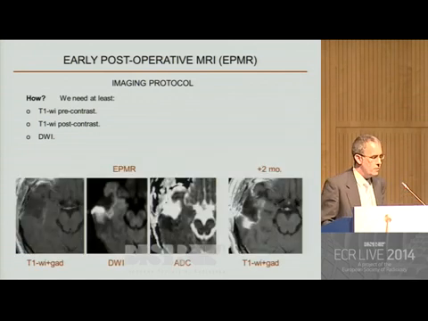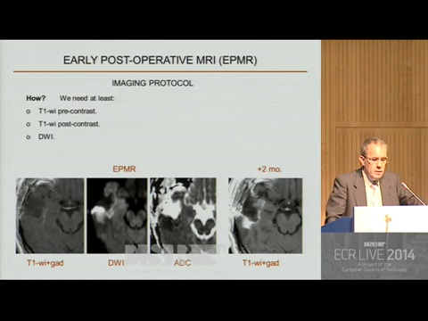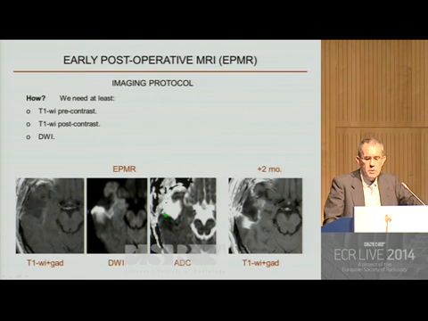We also need diffusion. And this is an example of why. Here you can see the postoperative area, the post-surgical cavity. This is the diffusion-weighted image. This is the ADC map. Here is an area of high-intensity signal in diffusion with restricted ADC. This corresponds to an infarct.